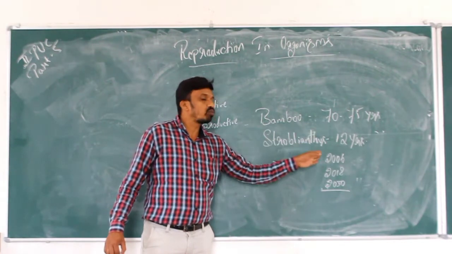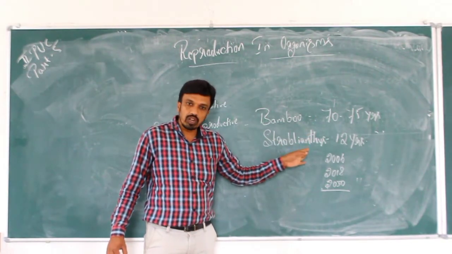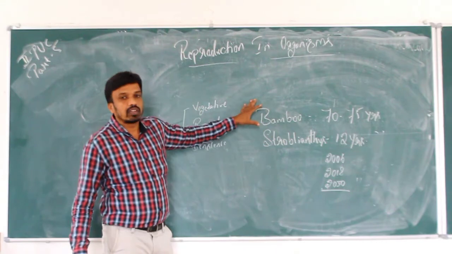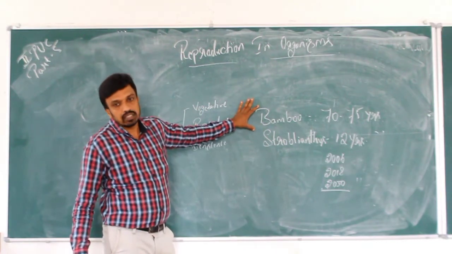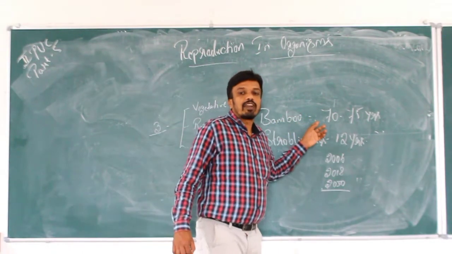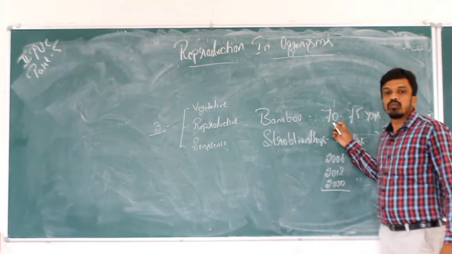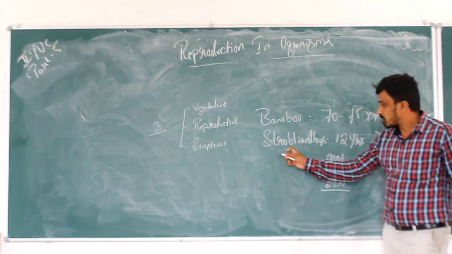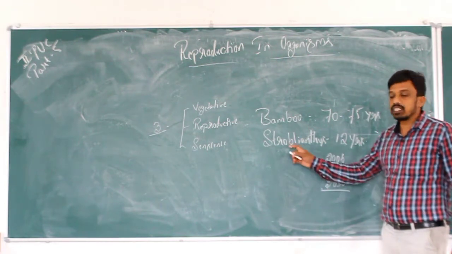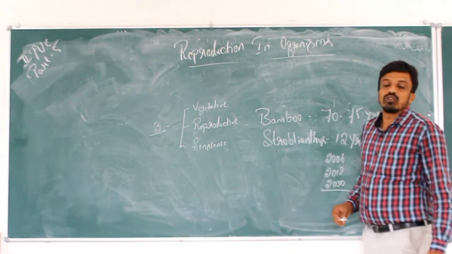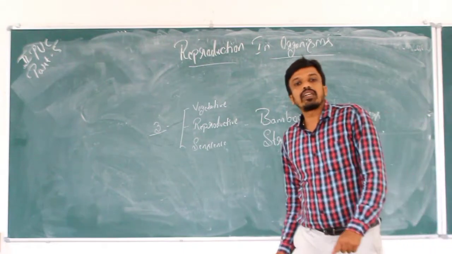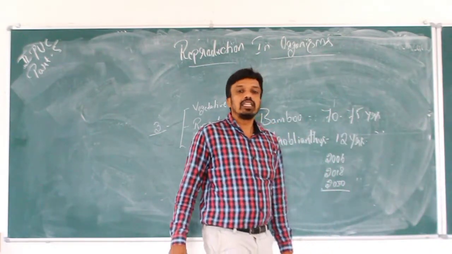These two questions are going to be asked for 1 mark in the theory, and they are also going to be asked in the CET and NEET. Name the plant which flowers once in its lifetime. It is nothing but bamboo. Name the plant which flowers once in 12 years. It is Strobilanthes. In simple terms, it is also called Neelakurinji.